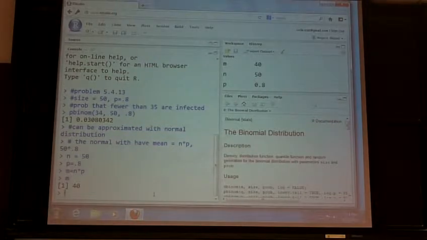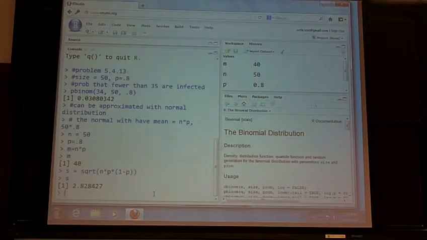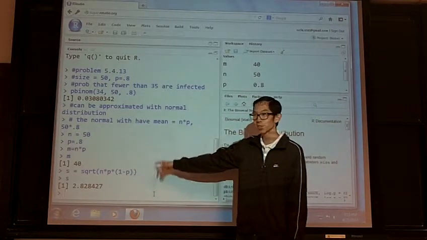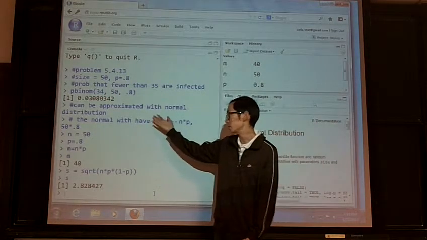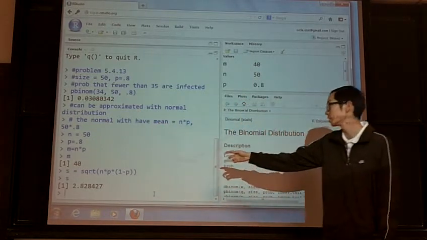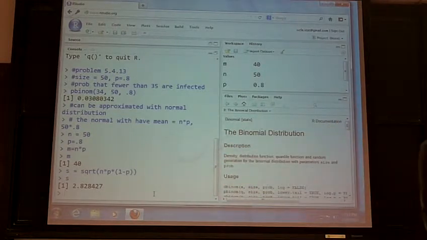And then the standard deviation is going to be equal to the square root of n times p times 1 minus p. Okay? And s is that. I could punch these into a calculator myself and get these numbers, but because R lets you use variables and plug them all in, you can get all of these things. Okay. So we have that.